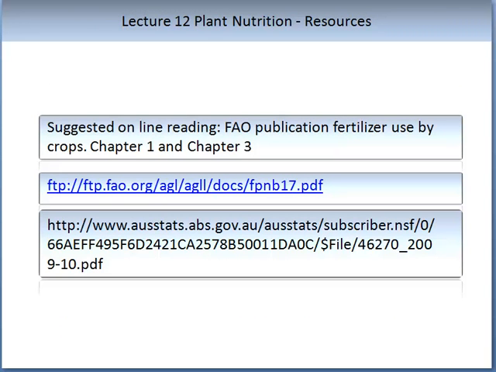If you would like further information on mineral nutrients, the FAO publication Fertiliser Use by Crops, Chapter 1 and Chapter 2 make an excellent read. They can be obtained free of charge off the following internet web link.